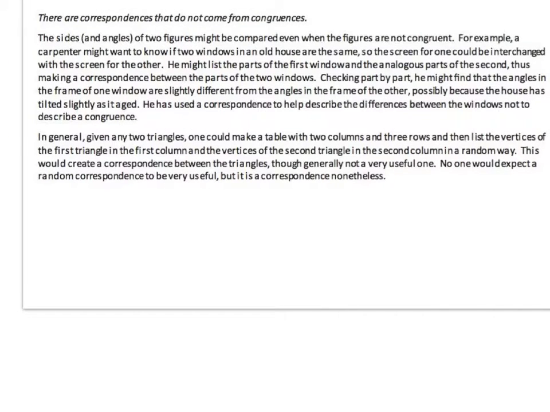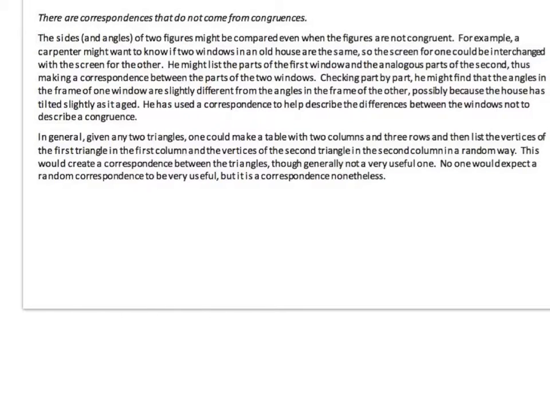There are correspondences that do not come from congruences. The sides and angles of two figures might be compared even when the figures are not congruent. For example, a carpenter might want to know if two windows in an old house are the same, so the screen for one could be interchanged with the screen for the other. He might list the parts of the first window and the analogous parts of the second, thus making a correspondence between the parts of the two windows.